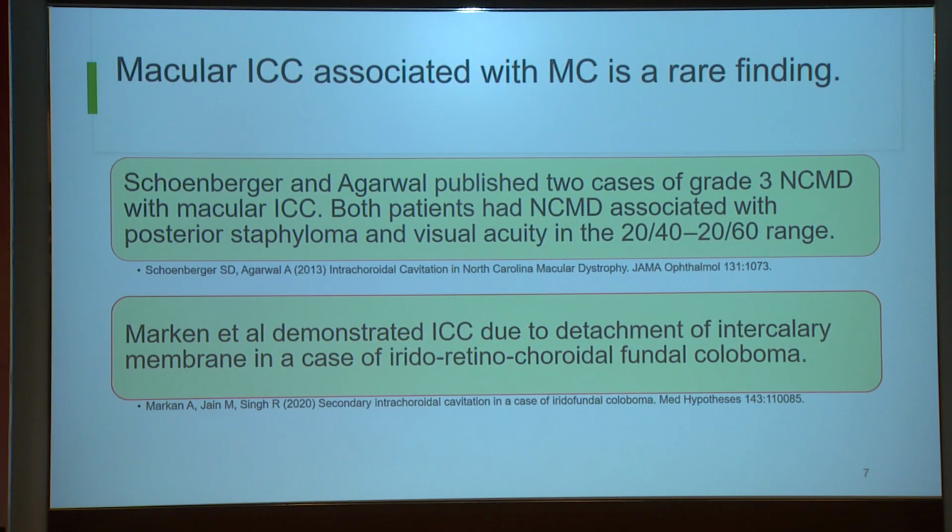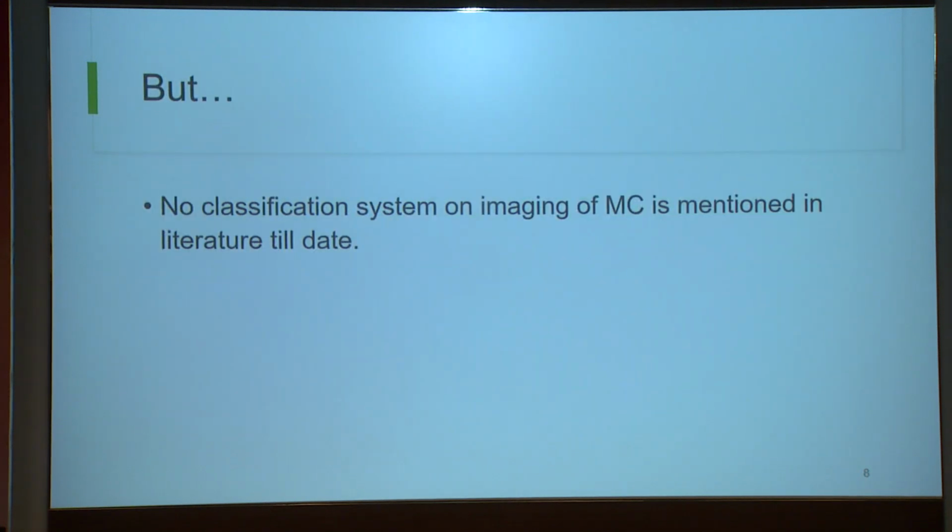There are two studies. Schoberger and Agarwal published two cases of grade 3 NCMD with macular ICC. Both the patients were associated with posterior staphyloma and visual acuity was in the range of 20/40 to 20/60. There's another study where Markin et al. demonstrated ICC due to the detachment of the intercalary membrane in a case of irido-retino-choroidal coloboma. But no classification system has been given for the imaging of macular coloboma in the literature to date.